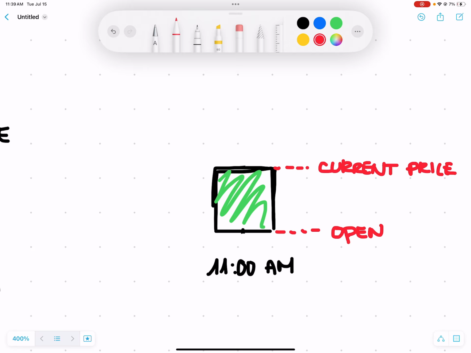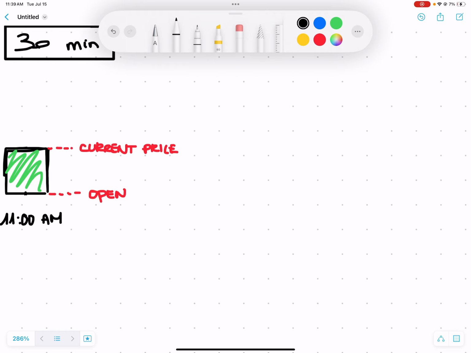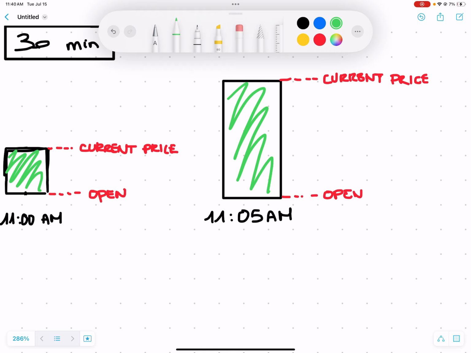right? So this is 11 a.m. Now if I go here, and let's say it's currently 11:05 a.m. 5 minutes later, you notice that the candlestick went all the way over here. The open remains the same because the candlestick started here. Now the current price is here. This is the current price. And the candlestick is still green because the price went up.